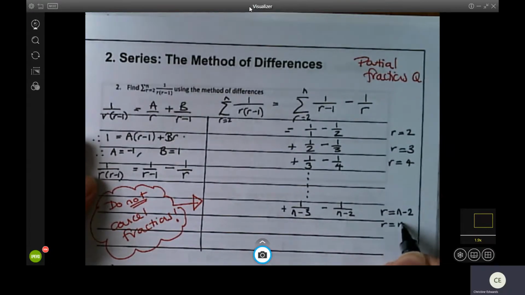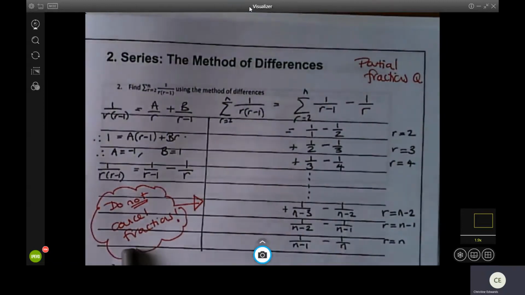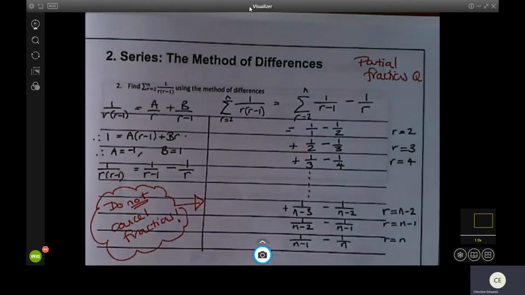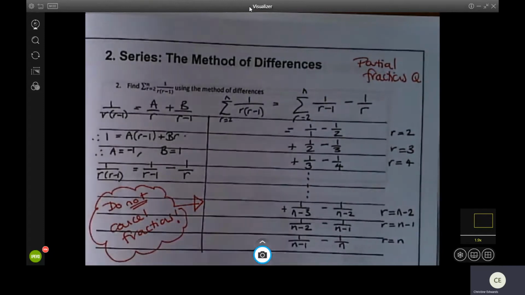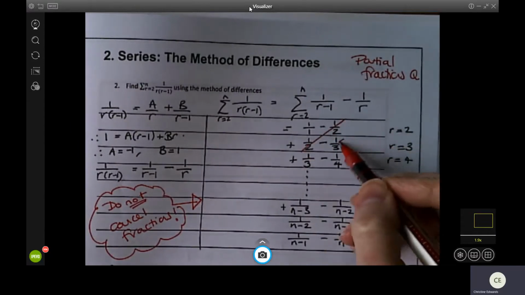And r equals n minus 1: 1 over n minus 2 minus 1 over n minus 1, and r equals n: we've got 1 over n minus 1 minus 1 over n. Now, as I've put over here, do not cancel fractions. It's reasonably easy to spot the pattern in this one, but sometimes if you cancel the fractions down, it's really hard to see what's going on. But in this case, they cancel nicely, and we can join them together by crossing out with a continuous line.